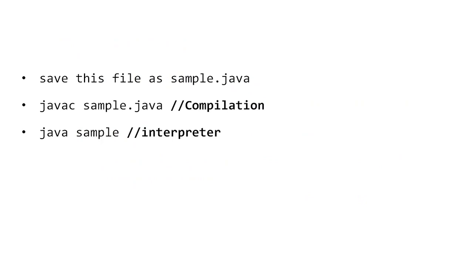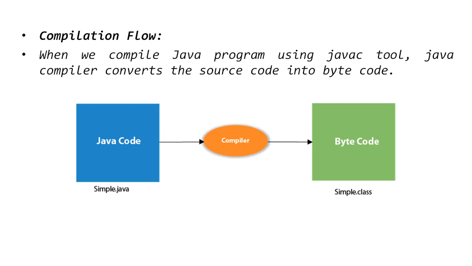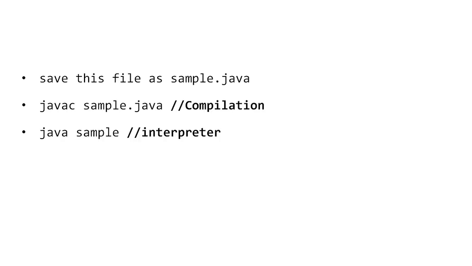Now about Sample.java, you have to save the particular file, then javac Sample.java for compilation, it's for the DOS prompt. Java Sample for running the program, it's basically the interpreter. Now the flow of compilation of the program. When we compile a Java program using the javac tool, the Java compiler converts the source code into bytecode. Basically, some commands are there. You have to save the file, then javac Sample.java for compilation.